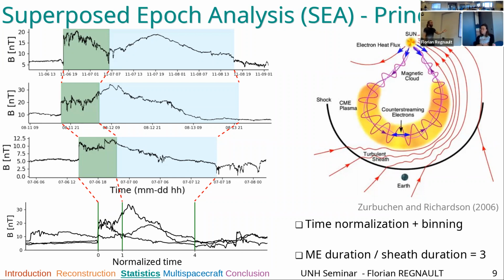Actually, this is what I did during my PhD: this kind of study for around 300 to 400 CMEs that we observed close to the Earth, using the ACE data, which is close to the Earth right here, at the Lagrange point.